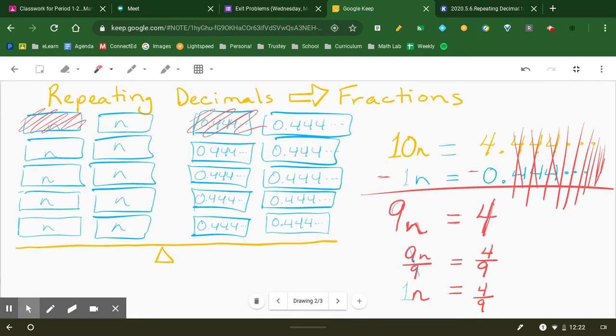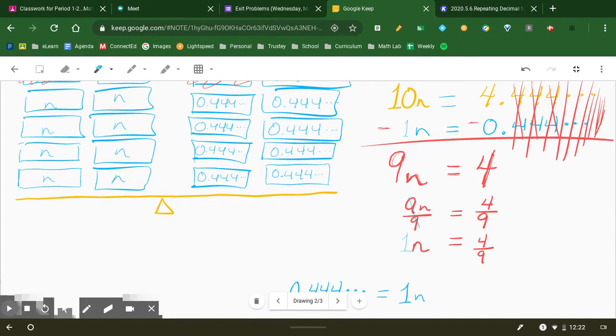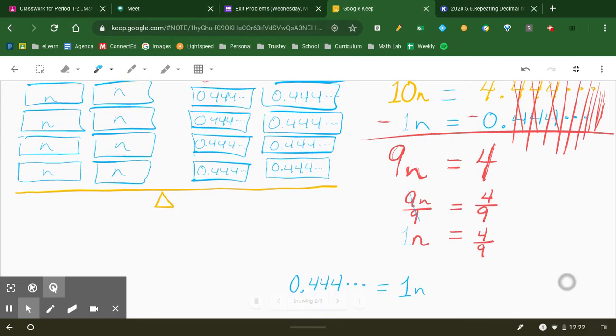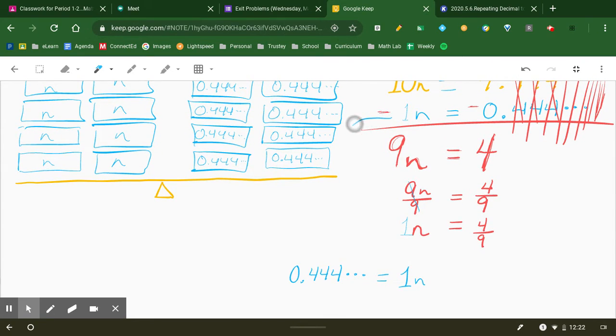Whoa, wait a second. Let's just pause and review what we talked about here. We said at the very beginning of this expression, these equations, that a single n was the same as 0.4 repeated. But now what we also know is that a single n is equal to 4 ninths.